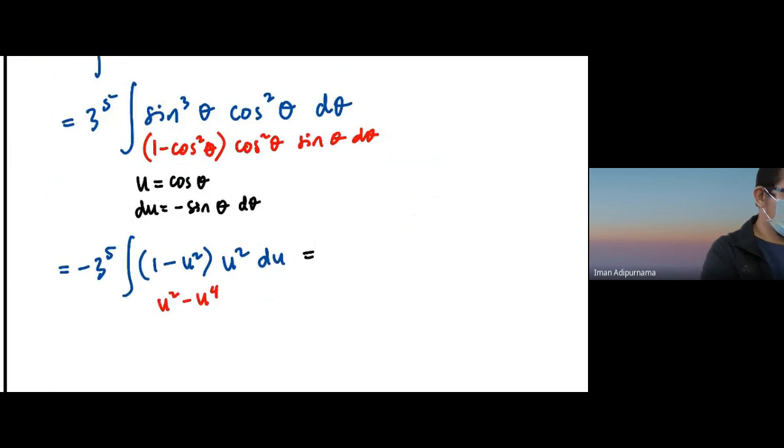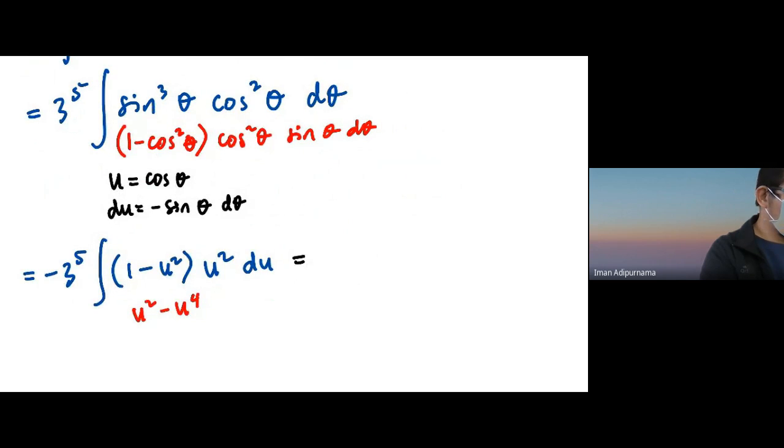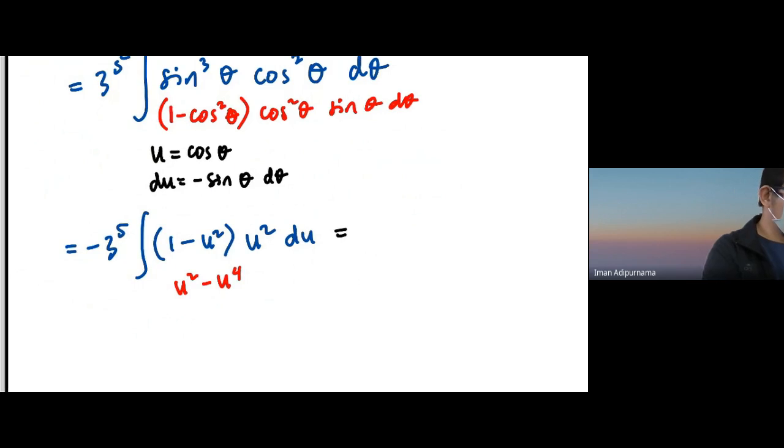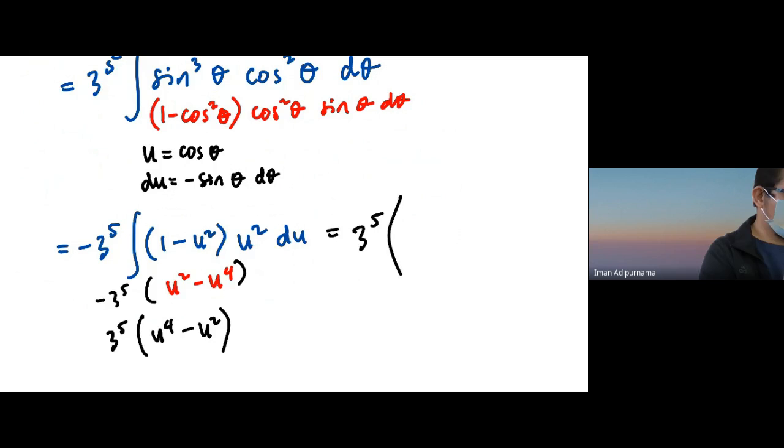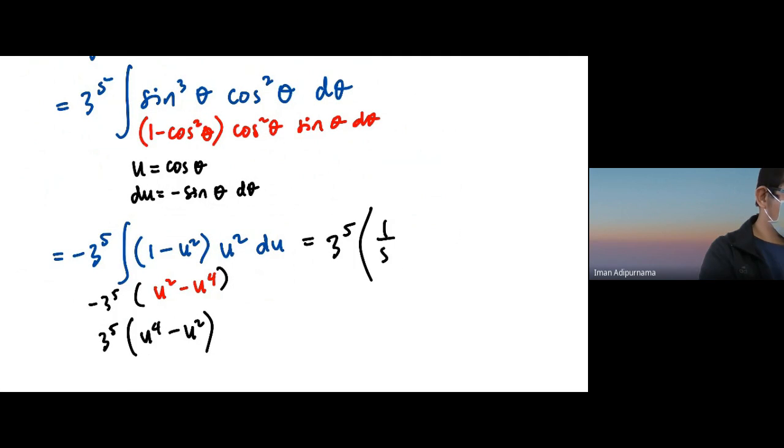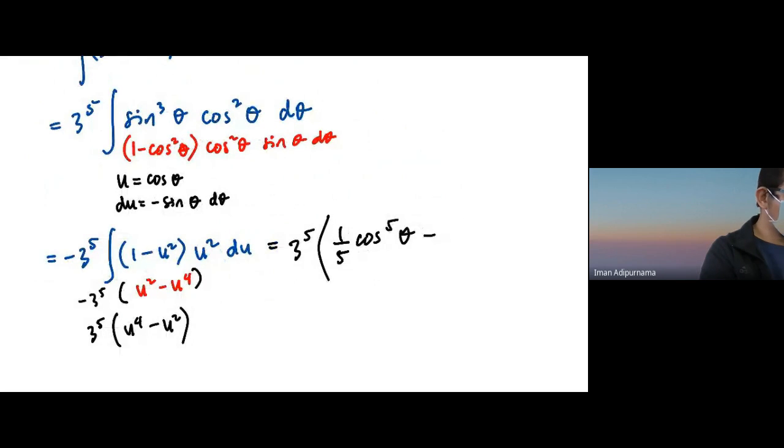And we can have this is negative 3, 5, right? I want to have a positive in front, so let me exchange this. So 3, 5, 1 over 5 cos 5 theta minus 1 over 3 cos 3 theta.